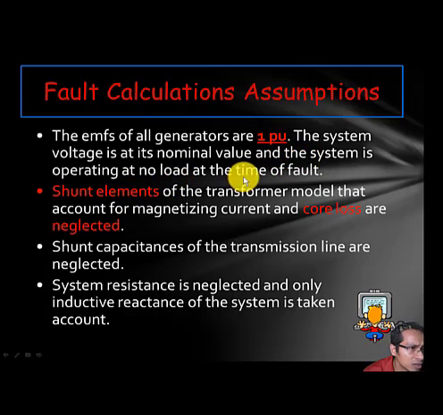Second, the shunt elements of the transformer model that account for magnetizing current and core loss are neglected. So we just ignore the value of shunt elements for the transformer. Third, the shunt capacitance of the transmission lines is neglected. This one also we ignore, the shunt capacitance elements for the transmission line. Fourth, system resistance is neglected and only the inductive reactance of the system is taken into account. So we just consider the value of inductive reactance. We usually ignore the value of resistance R. We just use XL in our analysis. Let's go straight to the example.